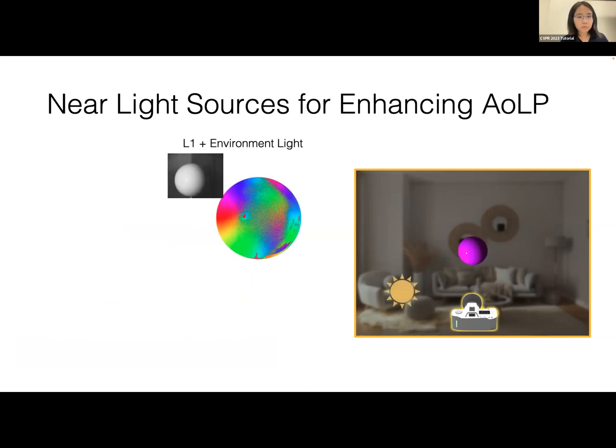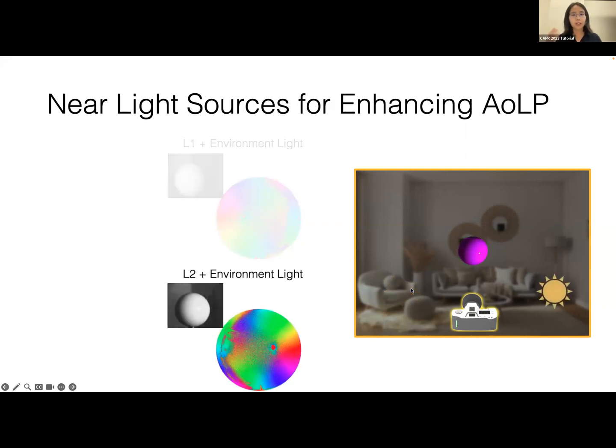So how we do this is we use two light sources, one on each side of the object. For example, we turn on one light source on the left side, and this is the angle of polarization that we can measure. And you can see, obviously, on this part, the left side of the object, the angle of linear polarization is enhanced by this light source.